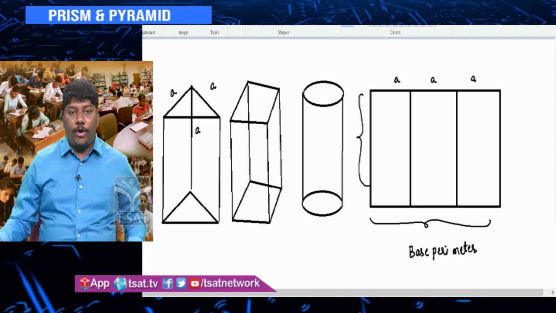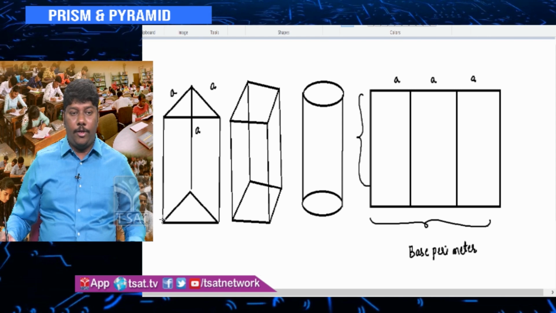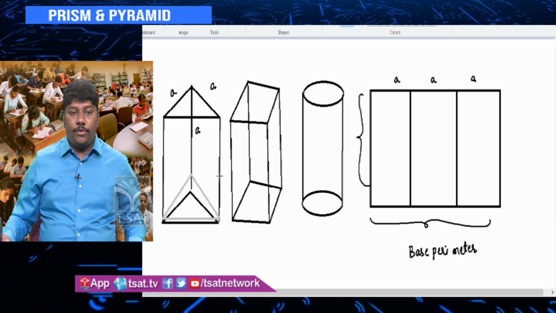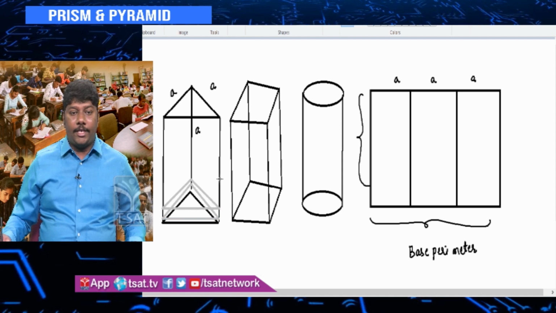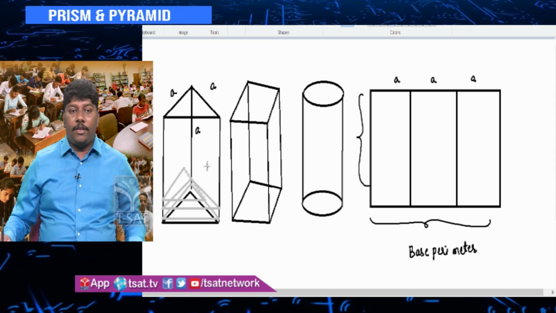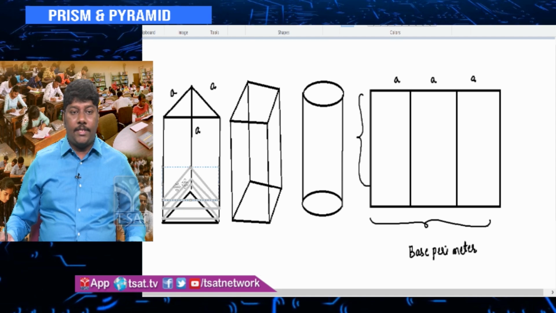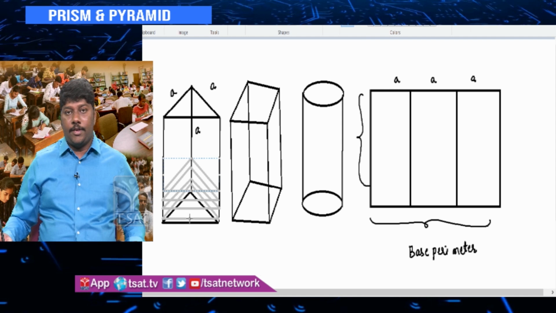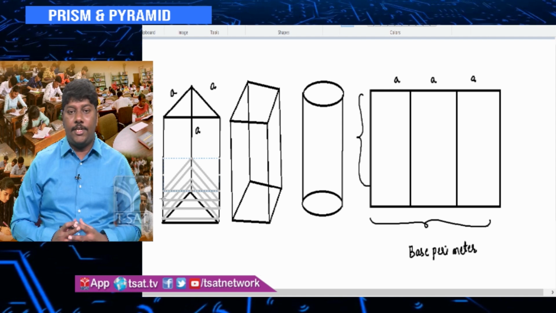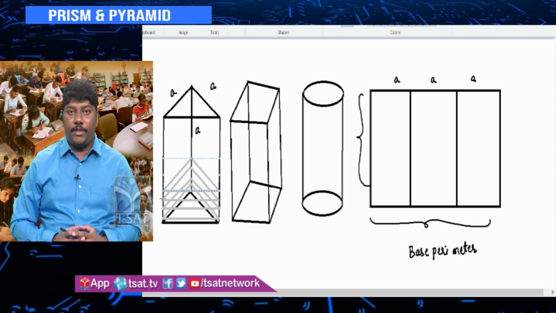And how do I get the volume of the prism? In order to get the volume, all you have to do is pile up all these triangles to cover the entire space. Technically, we are taking the base area and multiplying it with height. In order to occupy this space, the volume of the prism is just the base area multiplied by height.